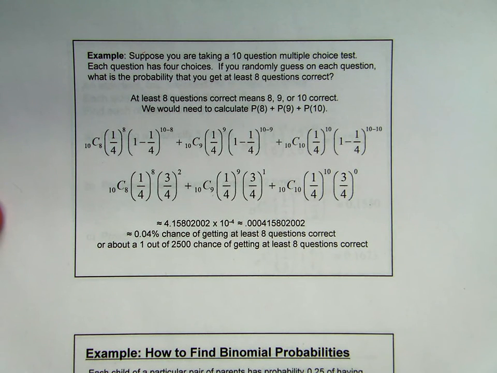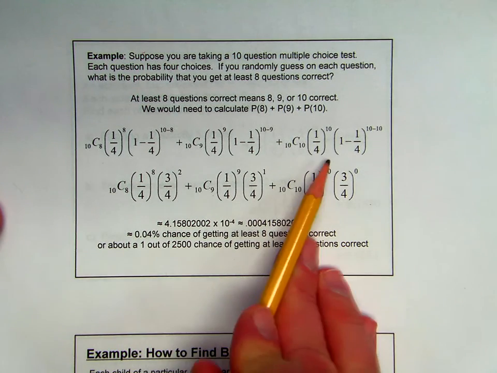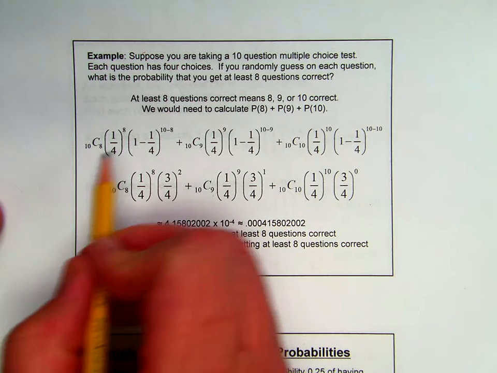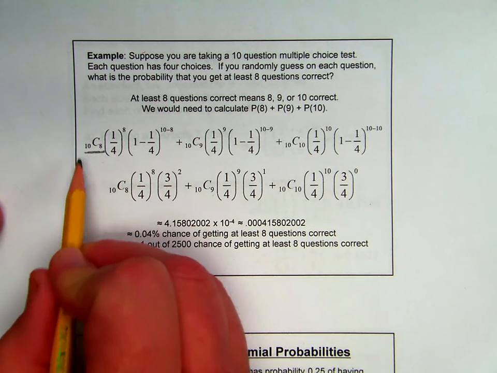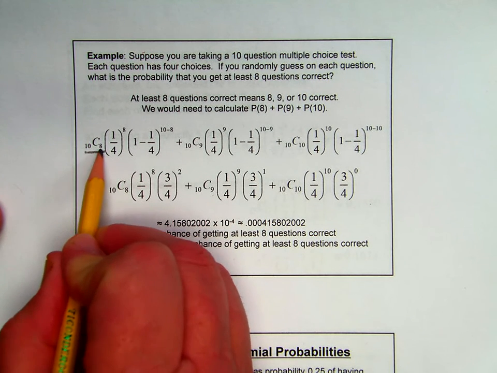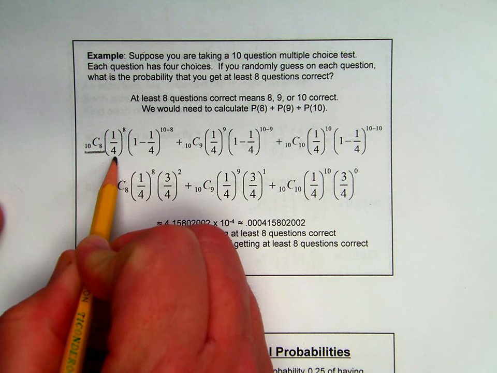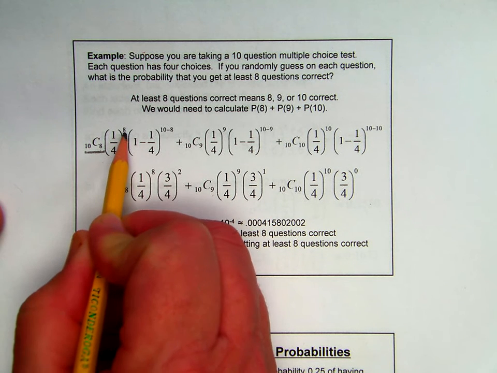Okay, at least 8 means it could be 8, it could be 9, or it could be 10. So what we have to do here is get the sum of 3 individual probabilities. So we need to use that formula 3 times. So, 10 choose 8. The number of trials, and this is how many successes we're interested in for the first part of what we're writing out here. 1 out of 4 chance of getting it correct. That's going to happen 8 times.